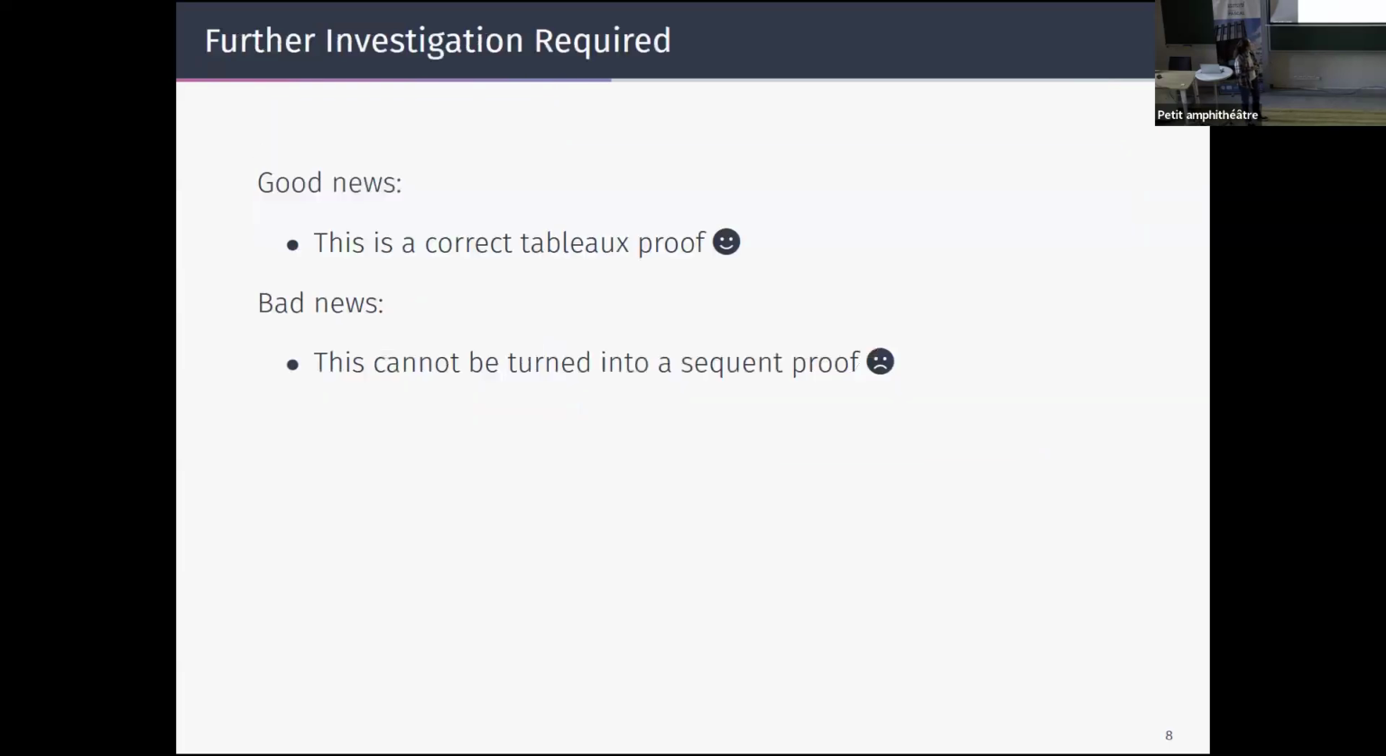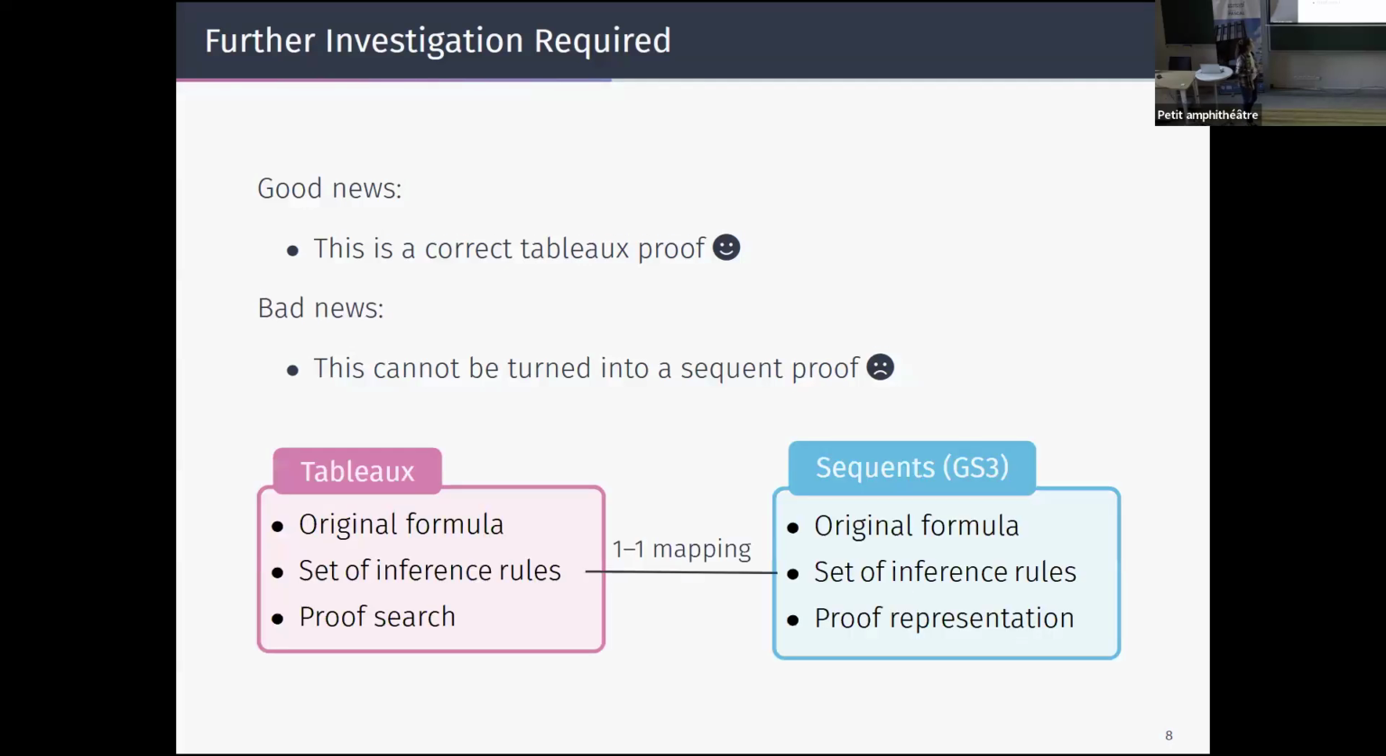And I have good news. This is a correct Tableau proof and there is no bug. So yes, less implementation for me. But the bad news is that this proof cannot be turned into a sequence proof. And this comes from the fact that when I said that we have an almost 1-1 mapping between both proof systems, well, the almost is an issue because there are Tableau rules that cannot be turned into sequence rules. And because of that, obviously, we cannot translate the proof.